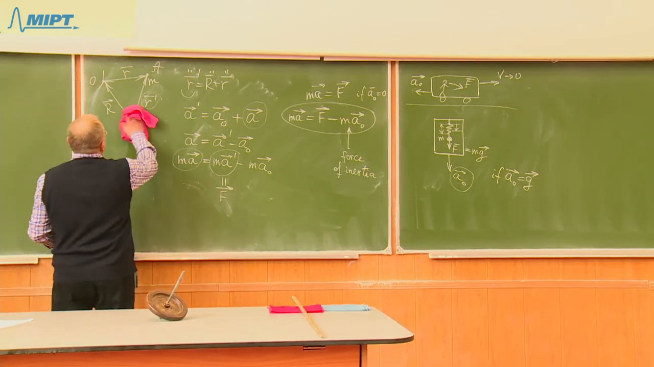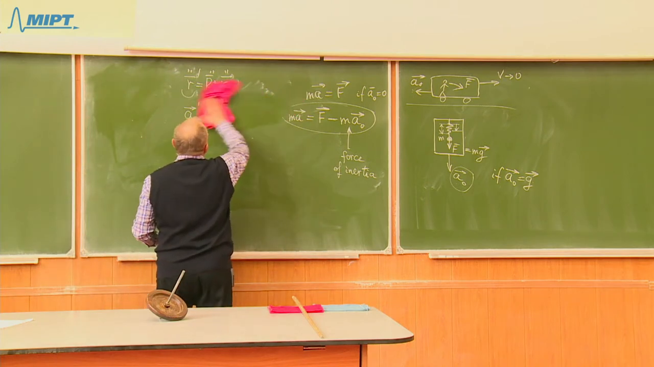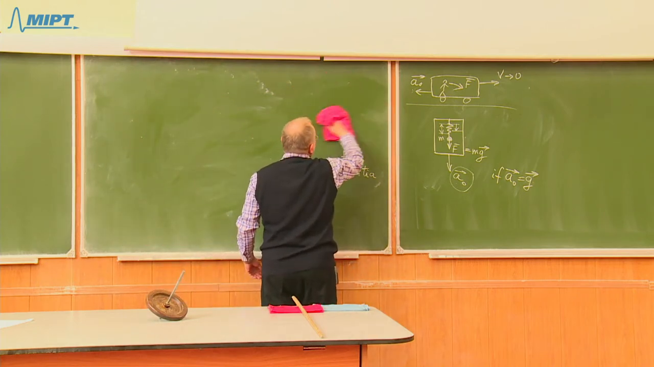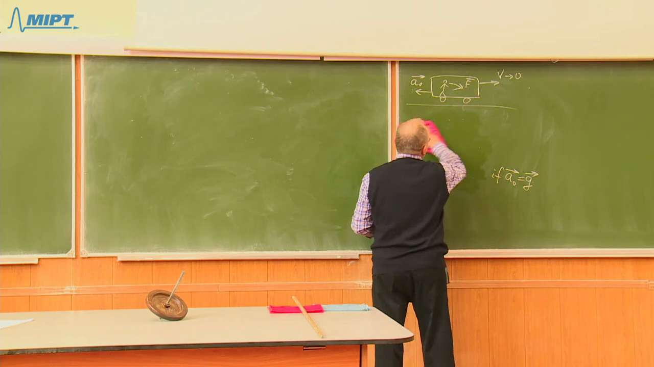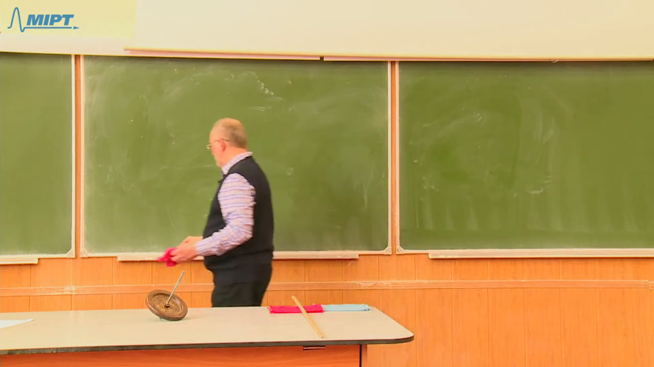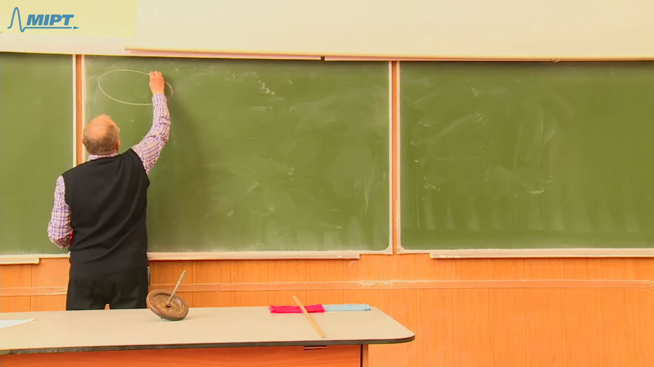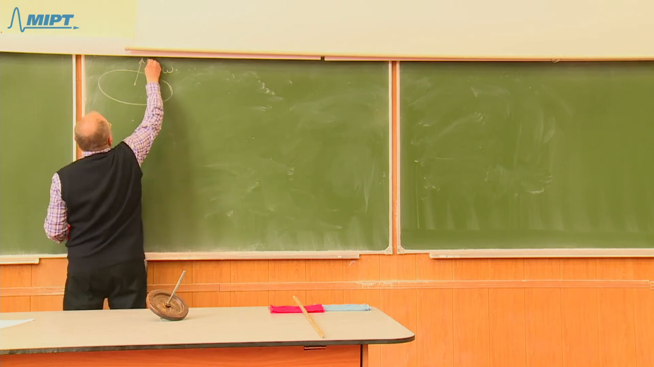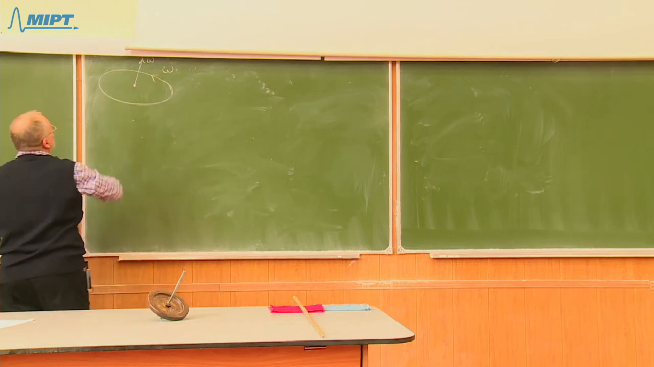Now we consider a very special case of non-inertial reference frame. We will consider a rotating reference frame. That's a particular case of non-inertial reference frame. So let's consider a rotating body which rotates with some angular velocity, so that the vector of angular velocity is directed upward according to the laws of kinematics.